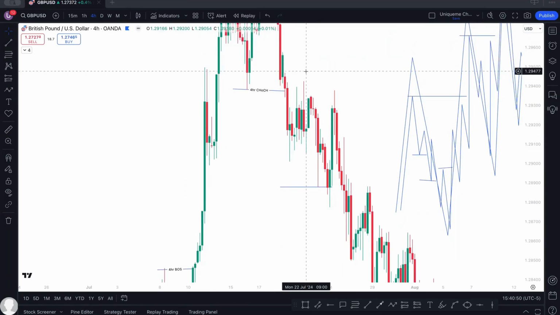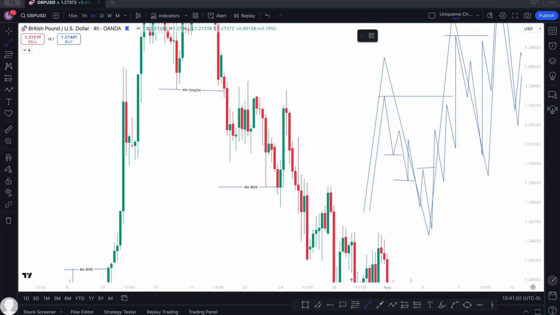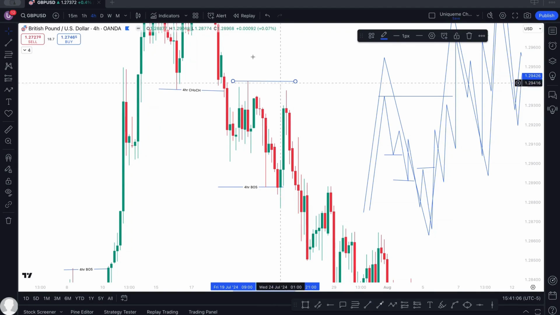So there was a higher high, higher low down here. These are your break of structure, your BOS. Please don't get confused. The range is from here. This is the highest point. Your highest point is there and your lowest point is here. That's where the body closed at.